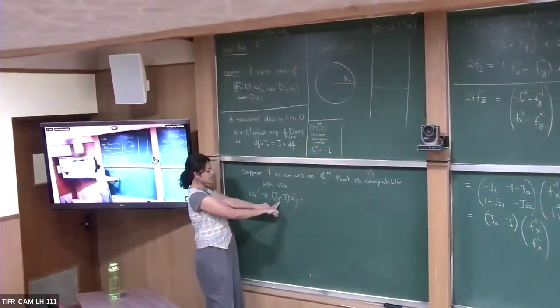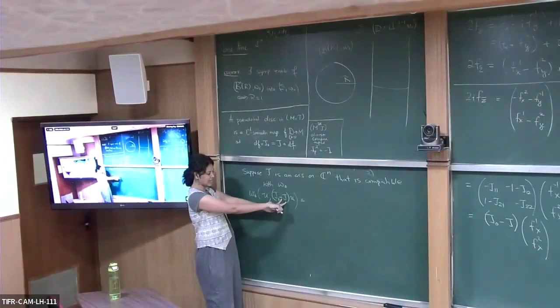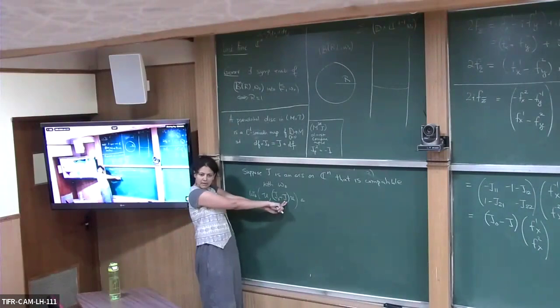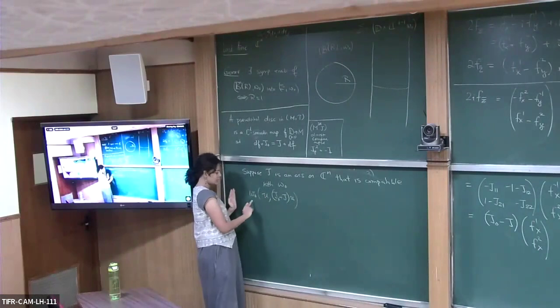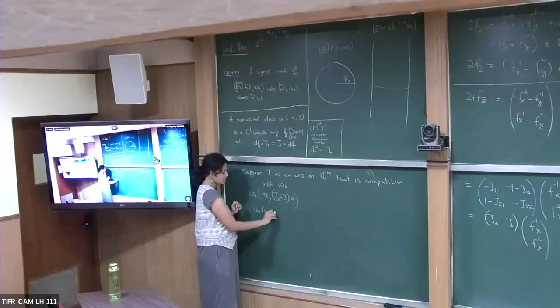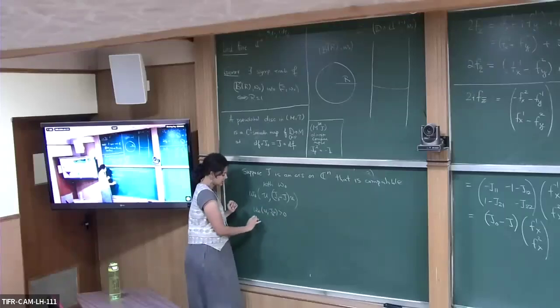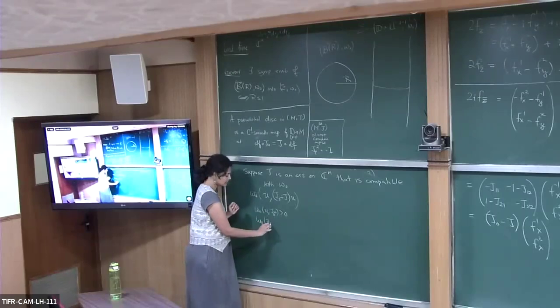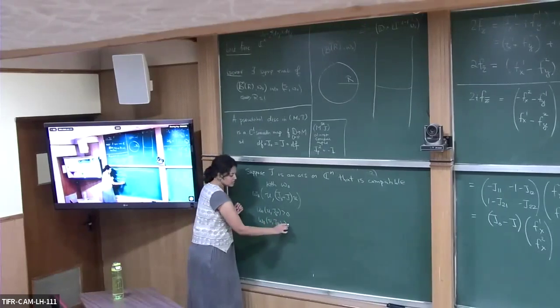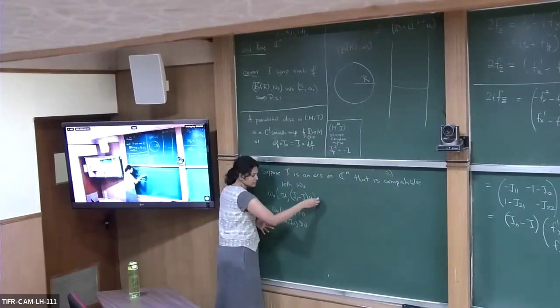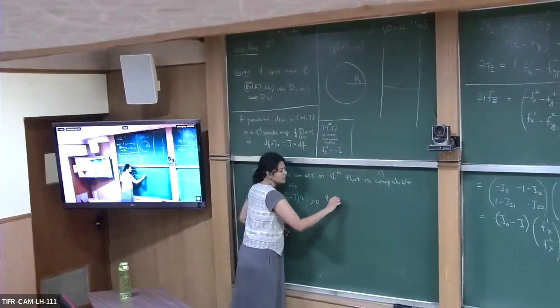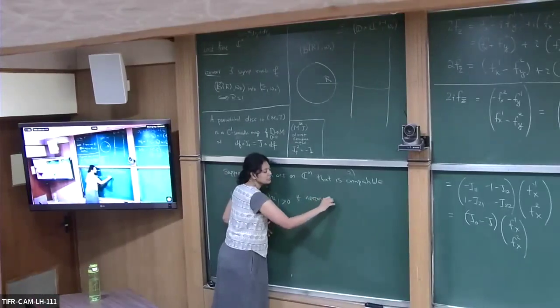So J naught is already compatible with the standard structure, and I'm assuming J is also compatible. So what can I say about this? I mean, there's linearity over here. So I already know that this is positive, and I also know that this is positive. So if I add these two, this is positive for all non-zero u.